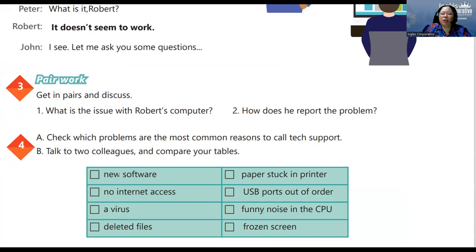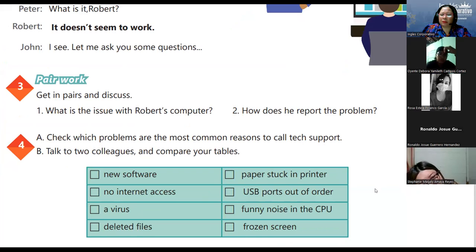Let's look at new software. Do you call tech support for new software commonly? No. No? Okay. No internet access? Yes, it's common. Okay, that's common. All right.